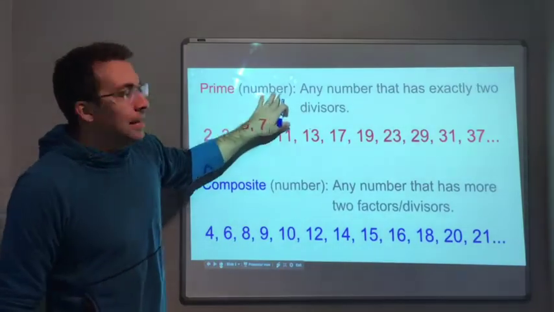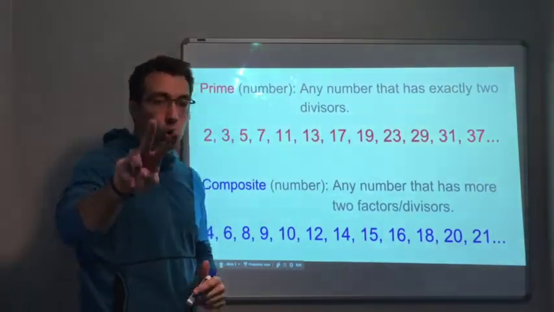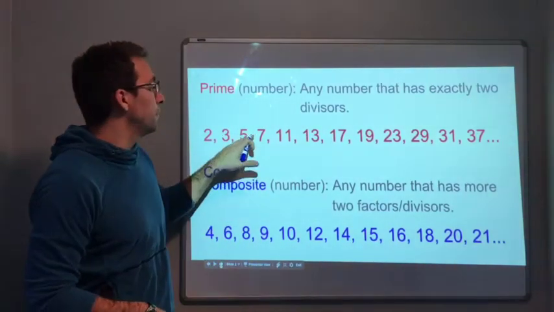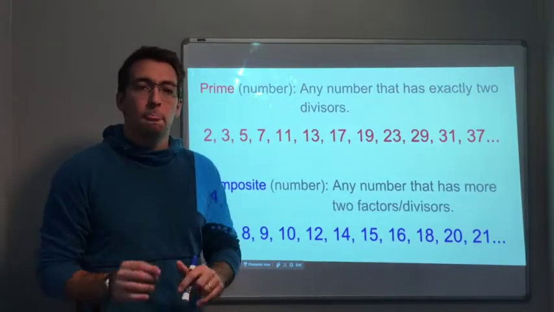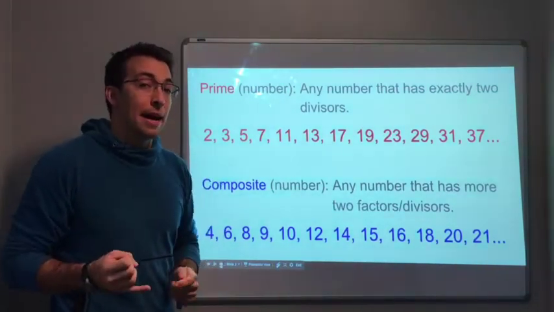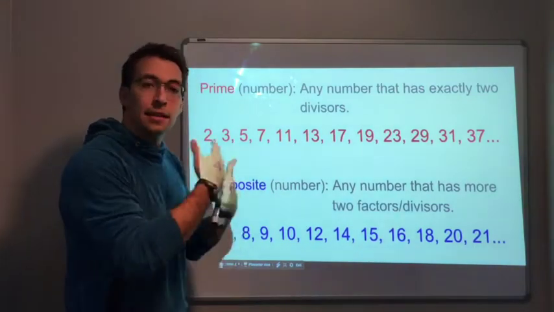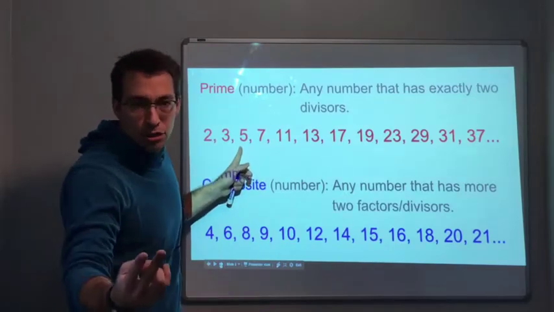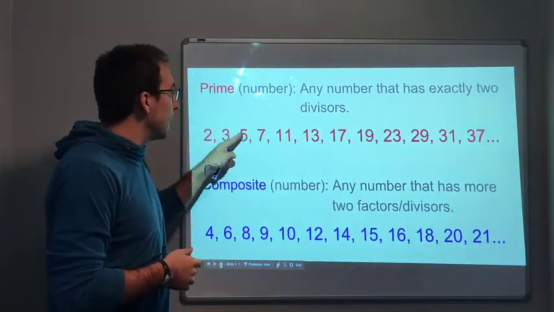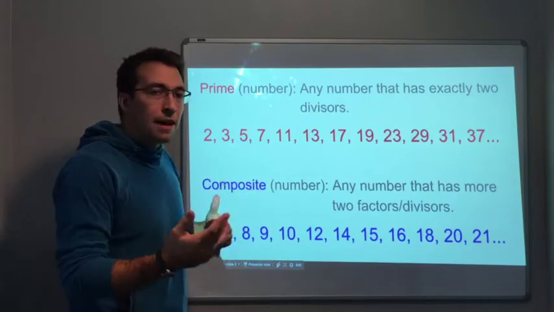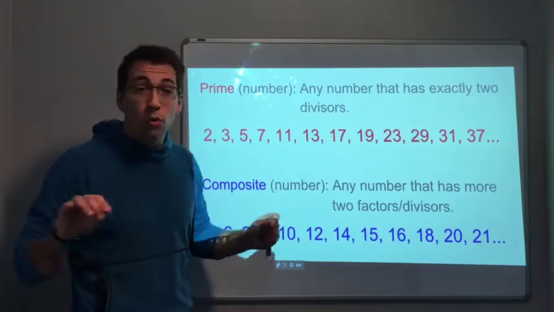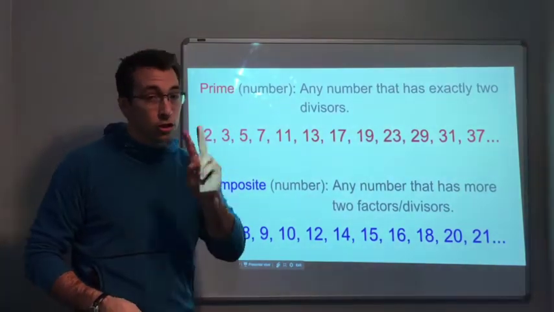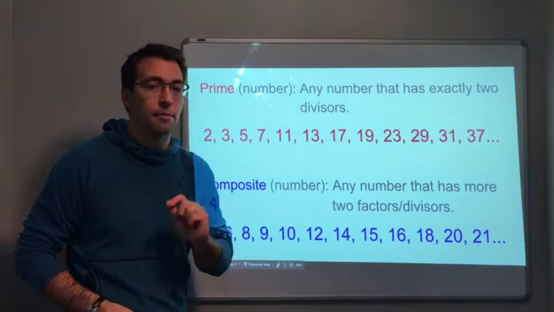A prime number is any number that has exactly two divisors. That means if you divide this number, 2, 3, 5, 7, etc., you can only divide it evenly by the number 1 and itself. So there's only two divisors, right? 5 can't be divided by 2. It's either 5 times 1 is 5, or 5 divided by 1 is 5. Those are the only divisors. Those are prime numbers, okay? There's only two divisors, the number itself and the number 1.